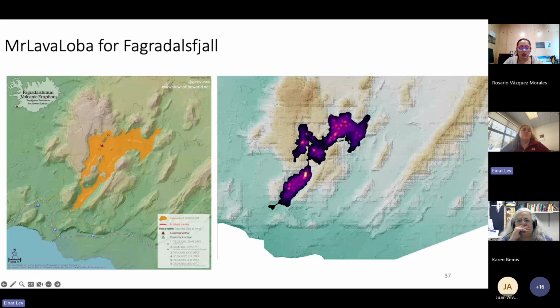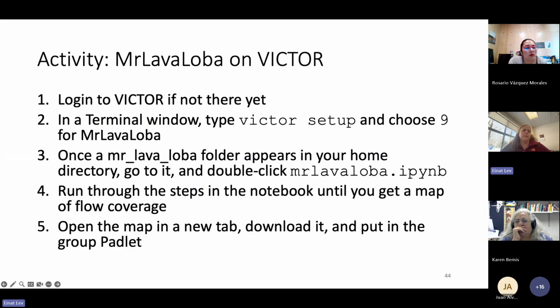Again, Mr. Lava Loba for Fagradalsfjall looks a little different than what we saw for molasses. And the next activity, if you want to run Mr. Lava Loba on Victor, I see that it's getting kind of late. We only have an hour, so I want to give this to you as an assignment if you want to do it later. Also, put your results in the Padlet because we really want to see how everyone's doing.